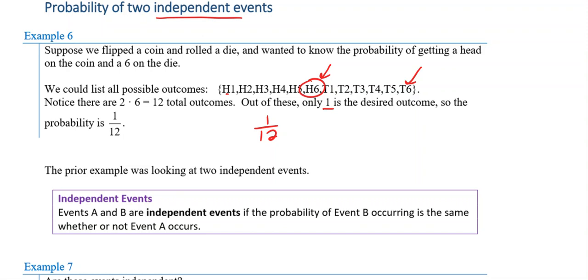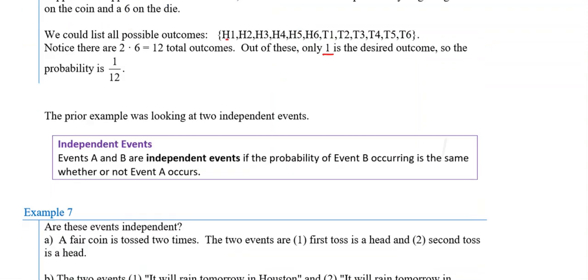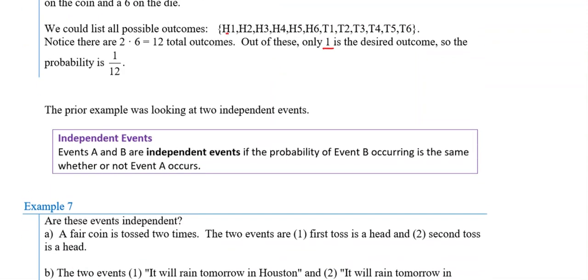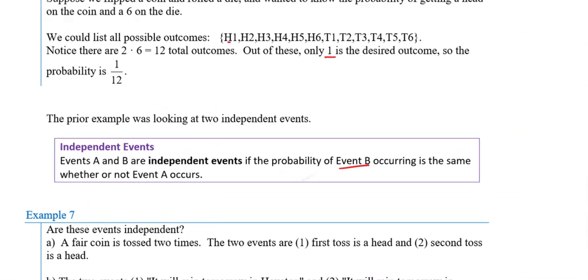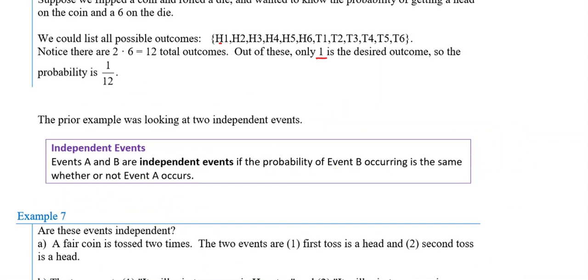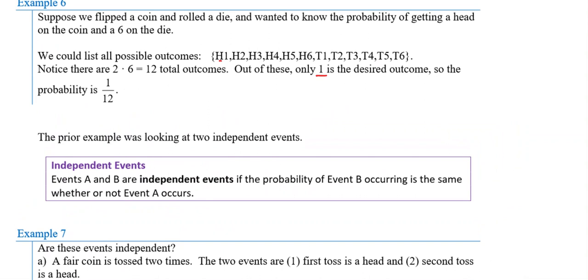Okay, so this is an example of an independent event. And it's independent because, well, I'll read the definition first. Events A and B are independent events if the probability of event B occurring is the same whether or not event A occurs. I know that sounded a little confusing, but all that meant, like in our last example, was that we were flipping a coin and rolling a die. The flipping of the coin didn't affect the rolling of the die at all. It didn't have any effect on whether the die came up 3 or 5. So they're independent of each other. They don't affect each other.